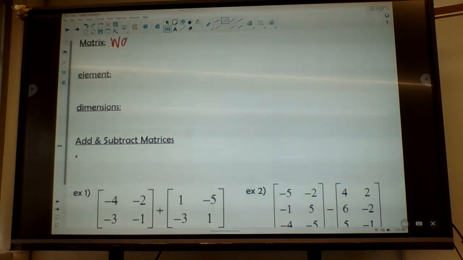A matrix is a way to organize data. It typically is in a rectangular arrangement.